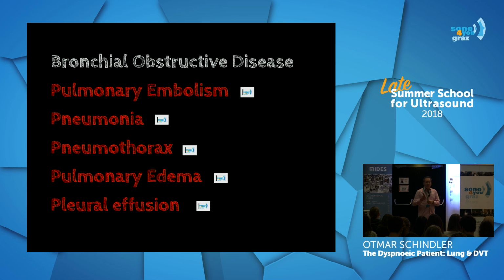And as you can see, most of these conditions you can diagnose with ultrasound. So whenever you're thinking about a patient who is in respiratory distress, use the ultrasound probe. Just grab it and use it. And if you don't find anything, it's quite likely that it will be bronchial obstructive disease. Because if you don't see anything in the ultrasound, and still it's one of the frequent reasons for respiratory distress, it could be bronchial obstruction.